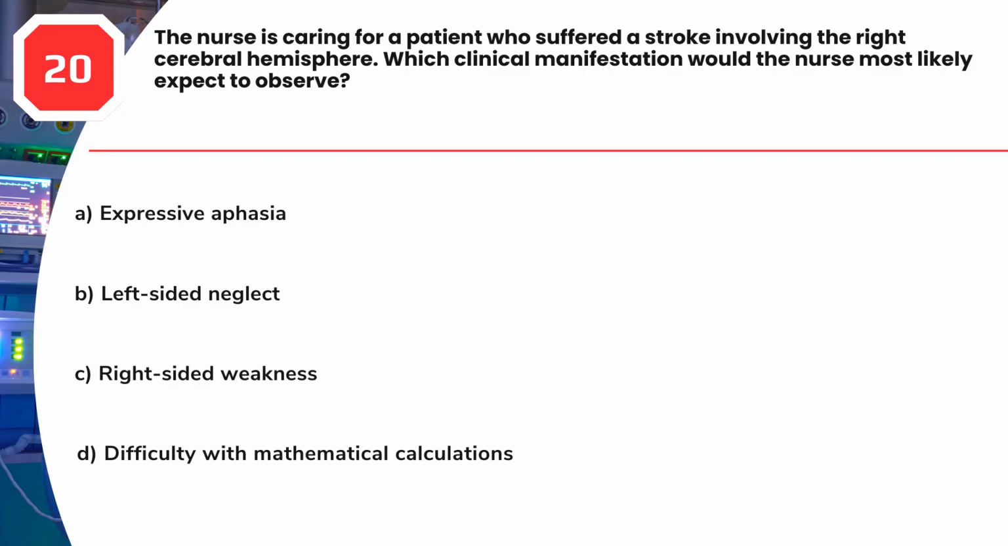Question 20. The nurse is caring for a patient who suffered a stroke involving the right cerebral hemisphere. Which clinical manifestation would the nurse most likely expect to observe? A. Expressive aphasia. B. Left-sided neglect. C. Right-sided weakness. D. Difficulty with mathematical calculations.